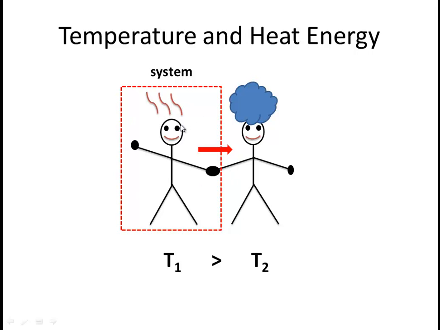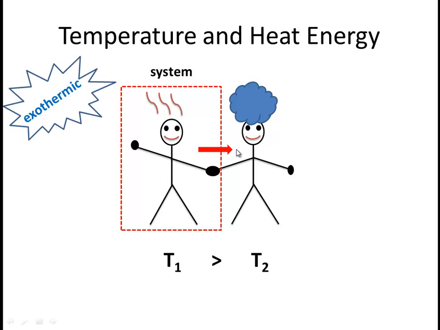So if we define the husband as our point of reference, the system, then from his perspective, he's losing heat. And so do you remember whether that would be exothermic or endothermic? If you said exothermic, you're right. You can remember that by thinking of heat like your breath. When you exhale, breath is coming out of your body. So in an exothermic process, heat is flowing out of your body. So that makes that exothermic.